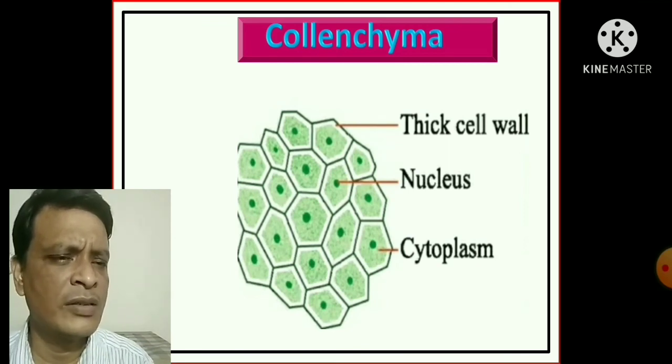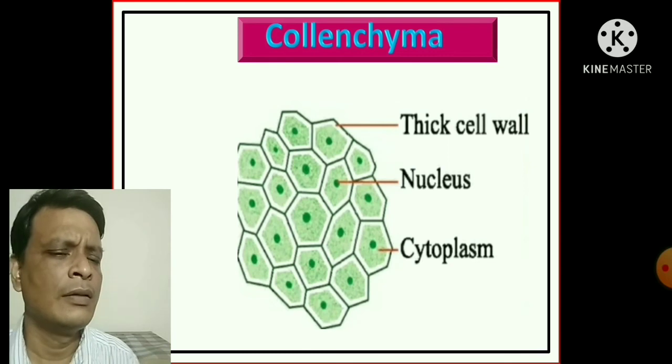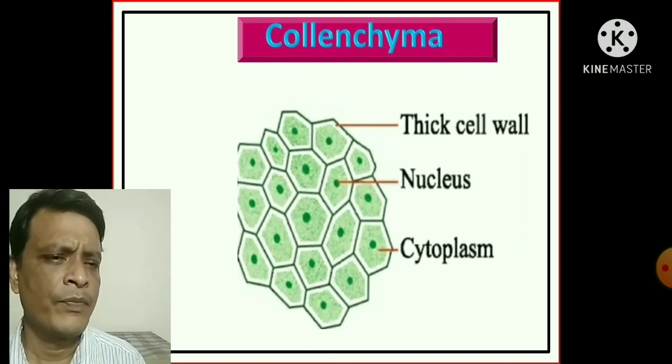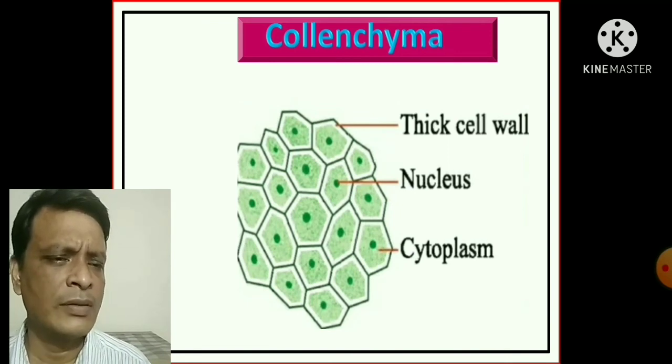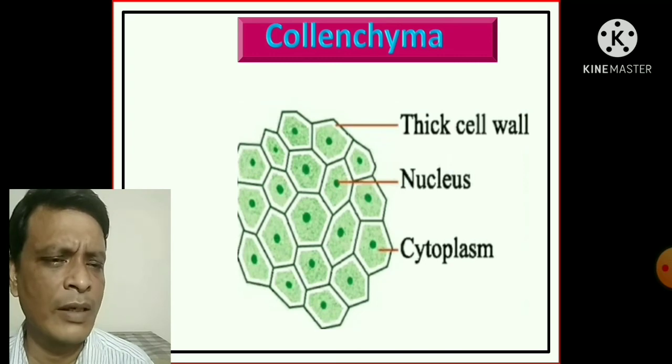Their cell wall is basically made up of cellulose and pectin, and this cell provides mechanical support and rigidity to the plants. For example, in leucas plants, it can give mechanical rigidity to the plant.